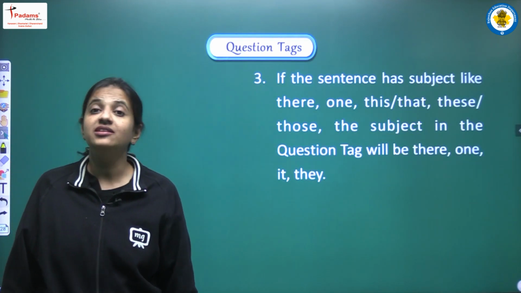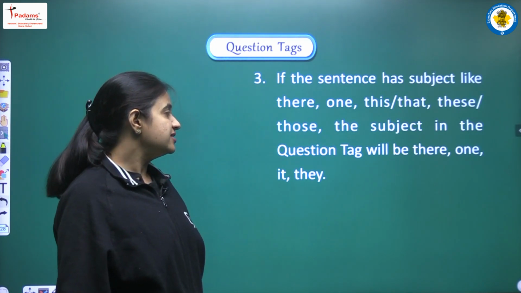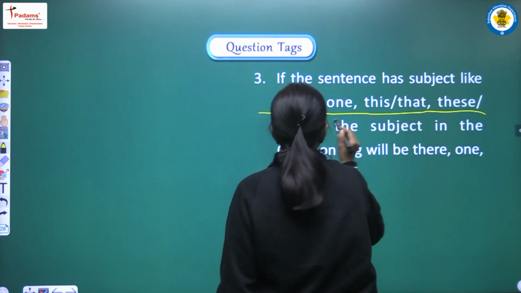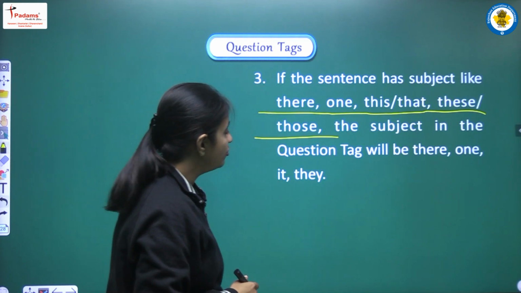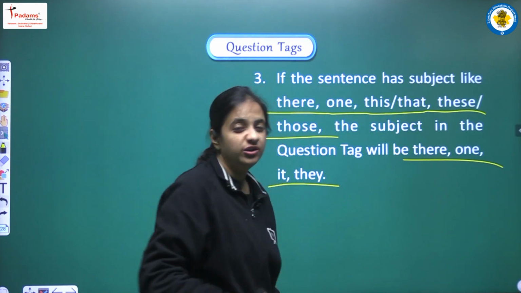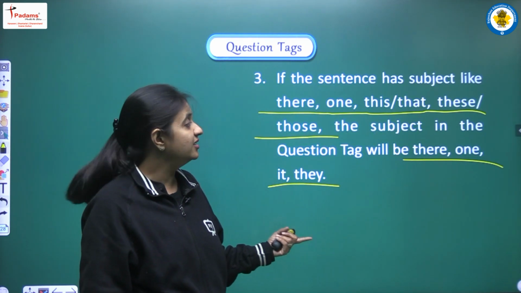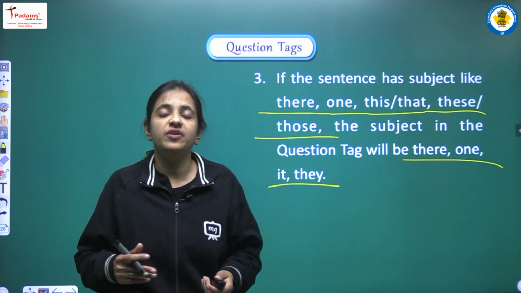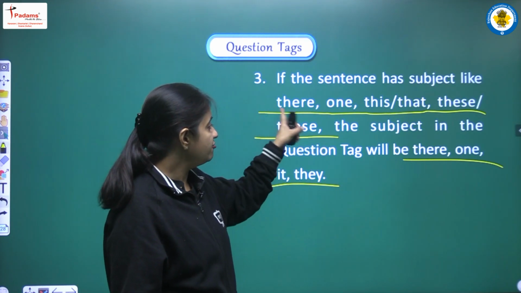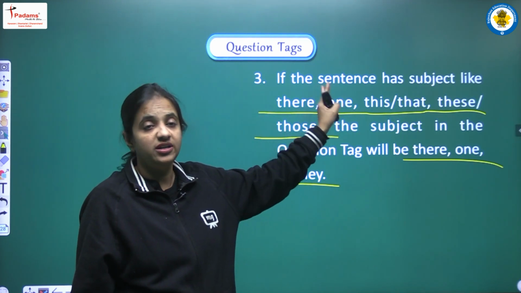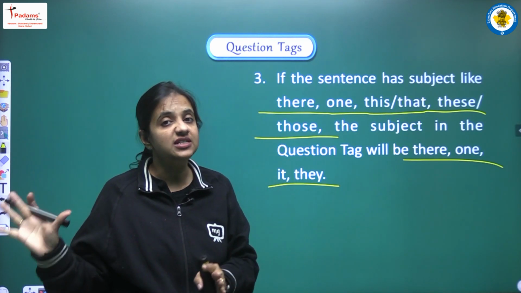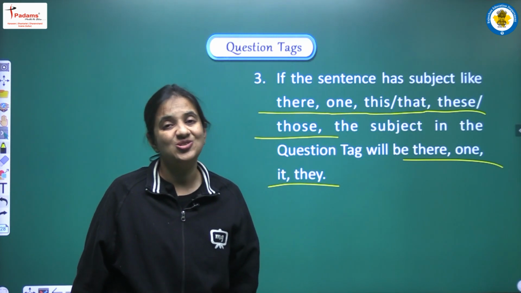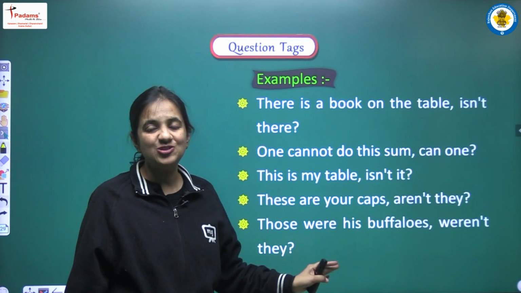Next, moving on, we have the third rule. So let's see what this rule says. In the sentence, if the subject is there, one, this or that, these or those, the subject in the question tag will be there, one, it or they. So yes, a very important rule. Students, you have to learn all these rules, because according to these rules only you can write the perfect pronoun, right? So according to this rule, if we have there, one, this or that, these or those as the subject of the sentence, then in the question tag we have to write there, one, it and they. So what it actually means, let's see some examples to clear all the doubts.